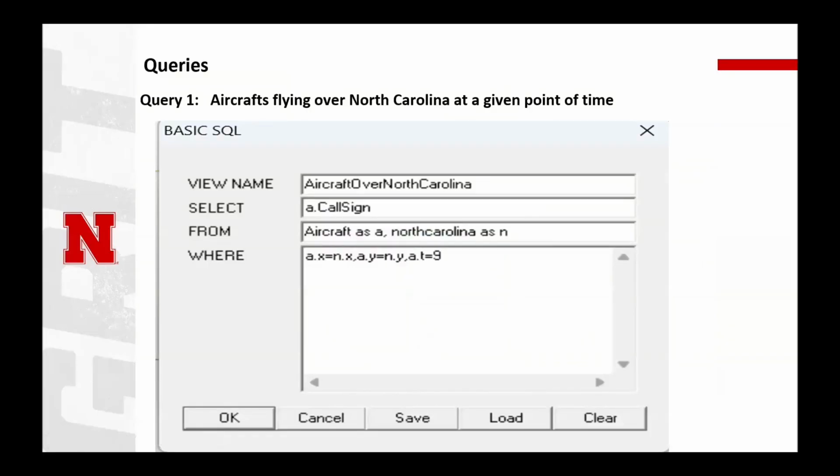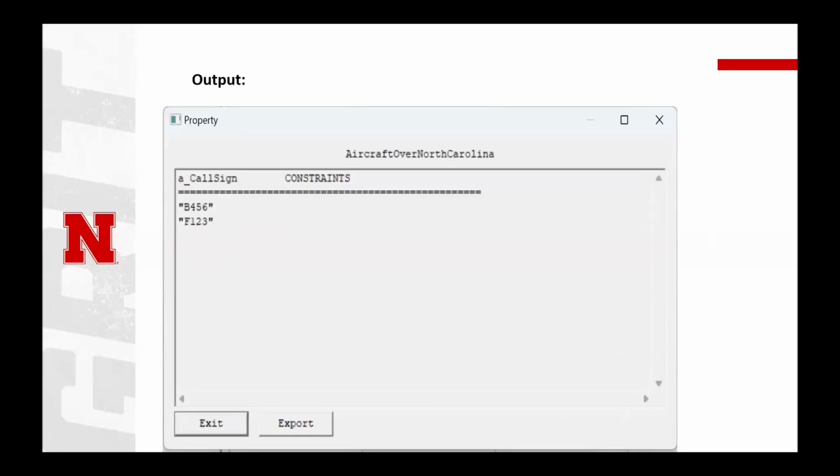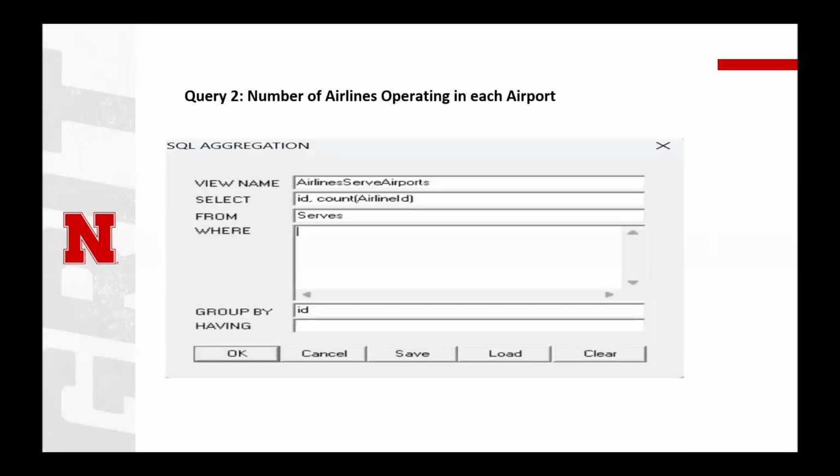These are our functions. Coming to the first query, we find out all the aircrafts flying over North Carolina at a given point of time. So the query type is basic SQL. So with this, we get 2 aircrafts which are flying over North Carolina at any point of time, which are B456 and F123. This is about the first query.